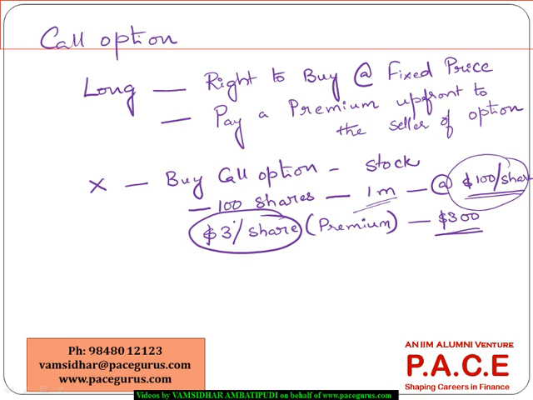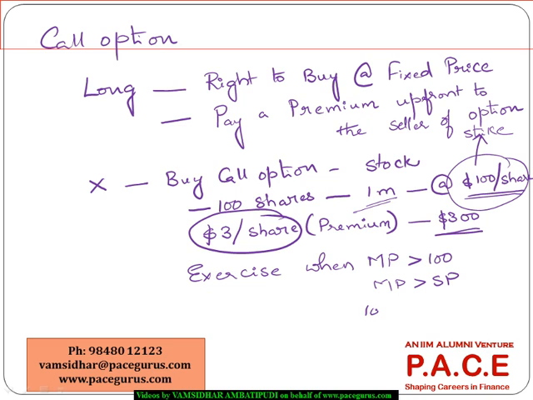By paying initially $3 per share, the person who has taken a call option is purchasing the right to decide after 1 month whether he wants to buy the share at $100 or not. Generally he will exercise the option only when the market price is greater than 100. Here the $100 is what we call the strike price or the exercise price. So only when the market price is greater than the strike price will he exercise it.